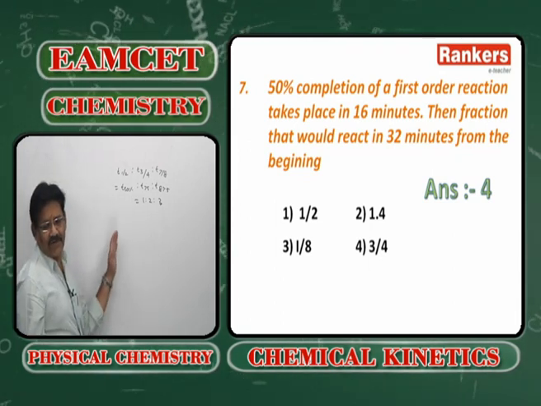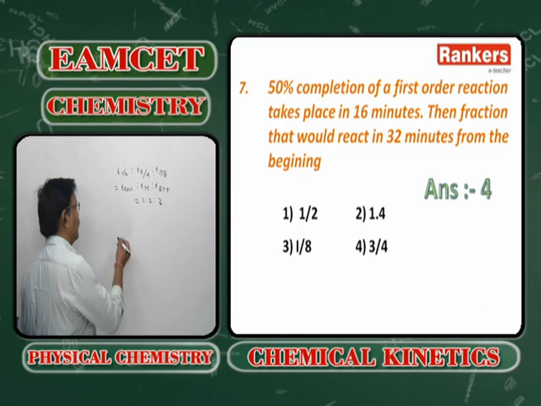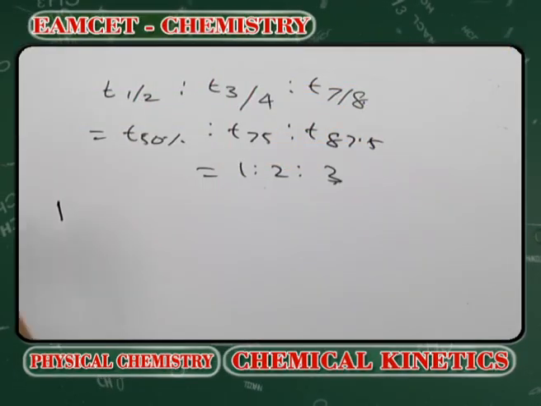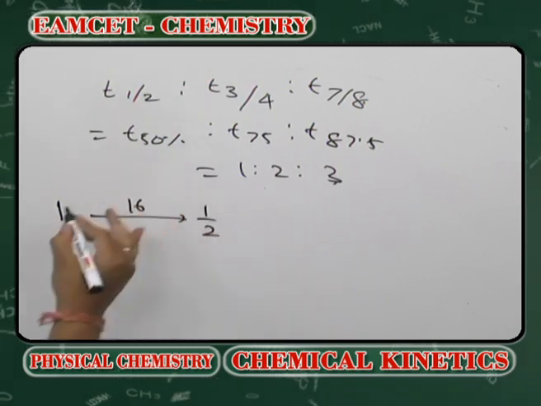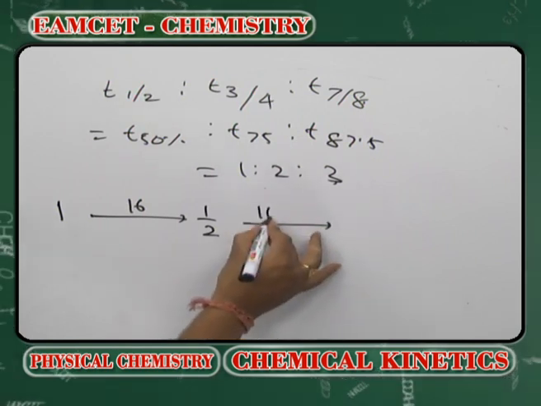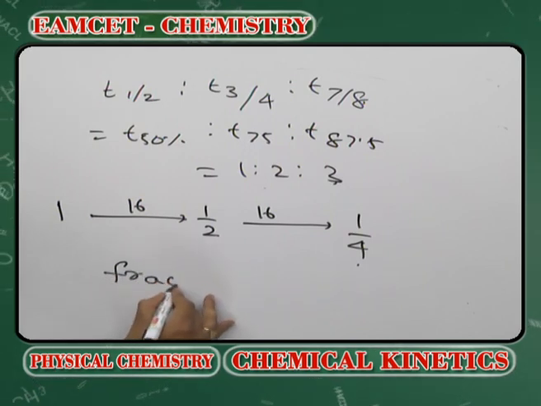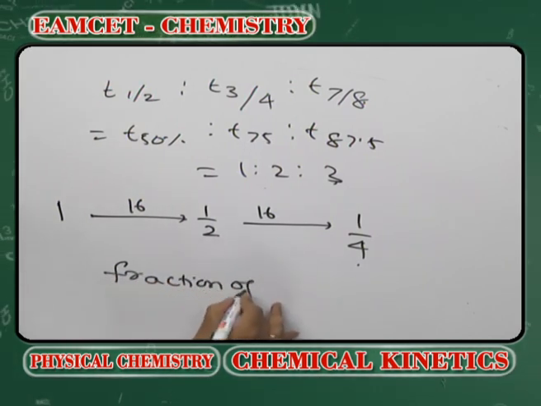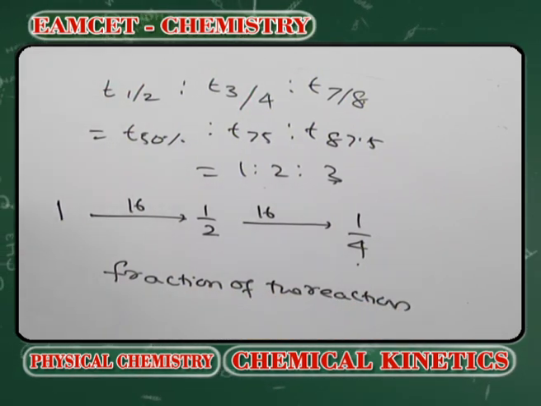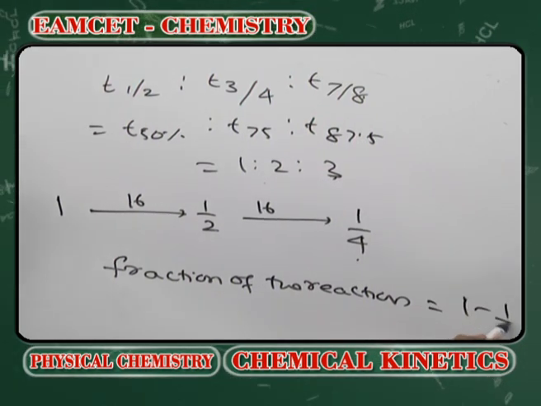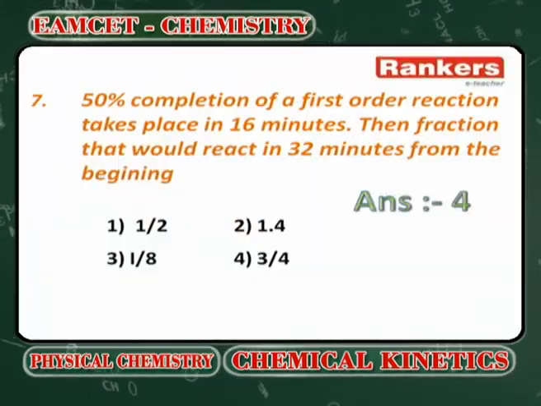Then the fraction that would react in 32 minutes will be 3 by 4. Because when the initial concentration is 1, in 16 minutes it will be reduced to 1 by 2. In another 16 minutes it will be reduced to 1 by 4. So the fraction of the reaction that is completed is equal to 1 minus 1 by 4, that is 3 by 4. It is as simple as that.